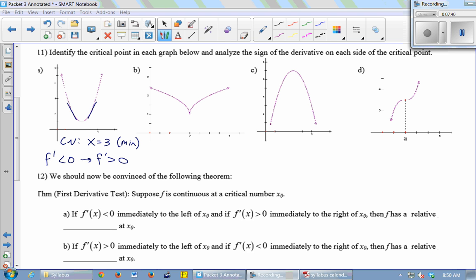All right, so let's look at this one. We have a critical number here at 2. It's a min, right? Let's look at the derivatives on either side. A couple of tangent lines. To the left, those tangent lines are negative. Yep. F prime negative. And then to the right of the critical number, they are positive.